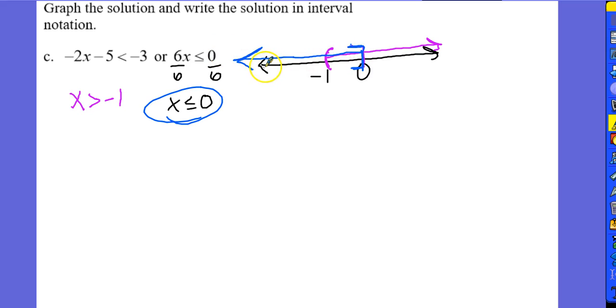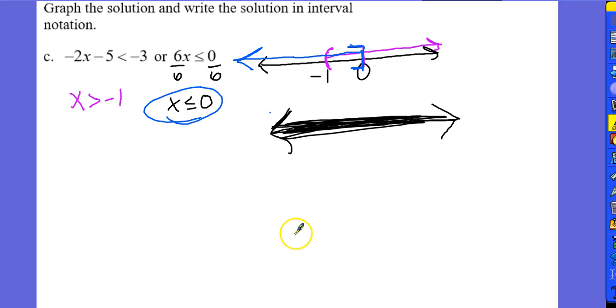So is there anything on my graph that's not colored? No. So my graph would look like this. Really fat. It's the whole number line. There's no gaps, and there's nothing on that number line that isn't true for this one or that one. Like I could pick -5. -5 is going to be true for the blue one or the purple one.